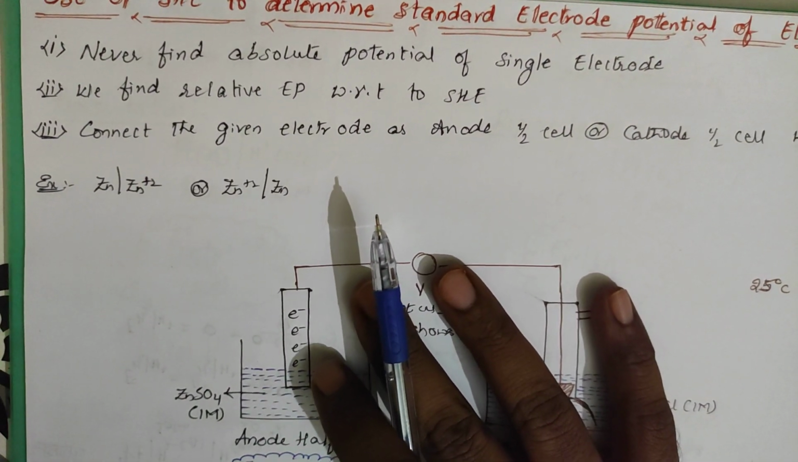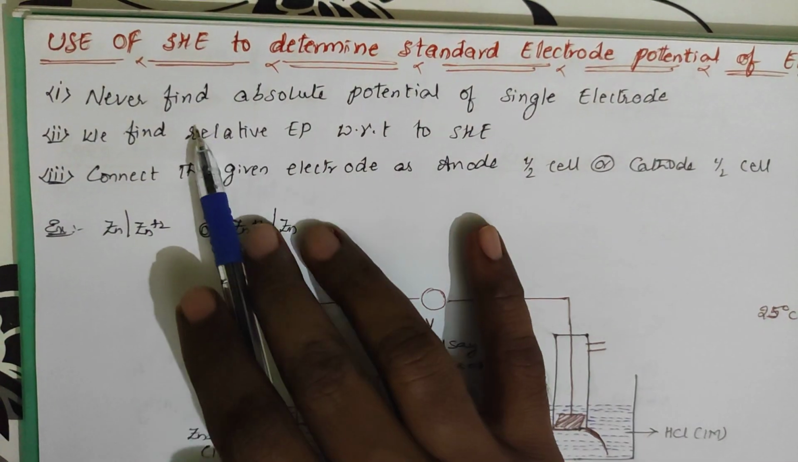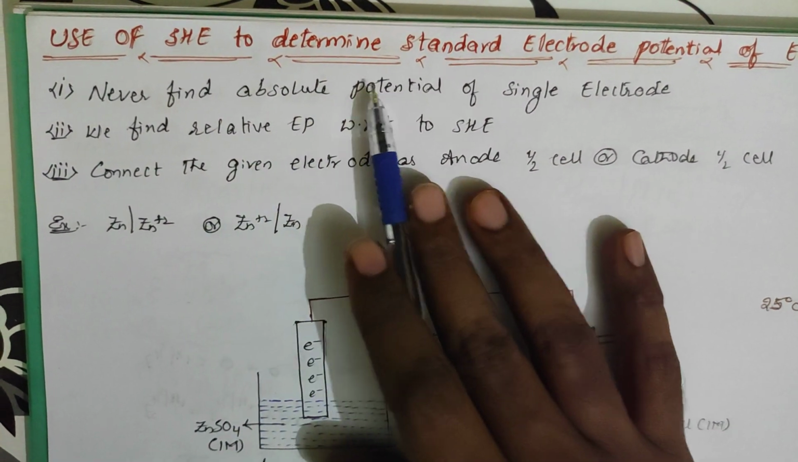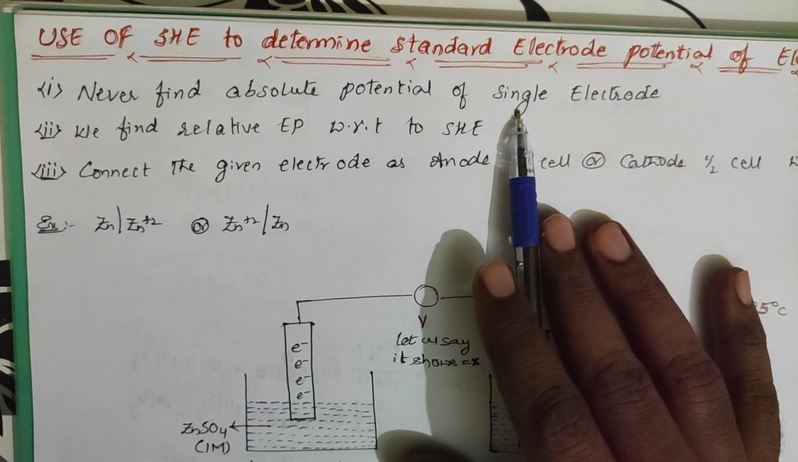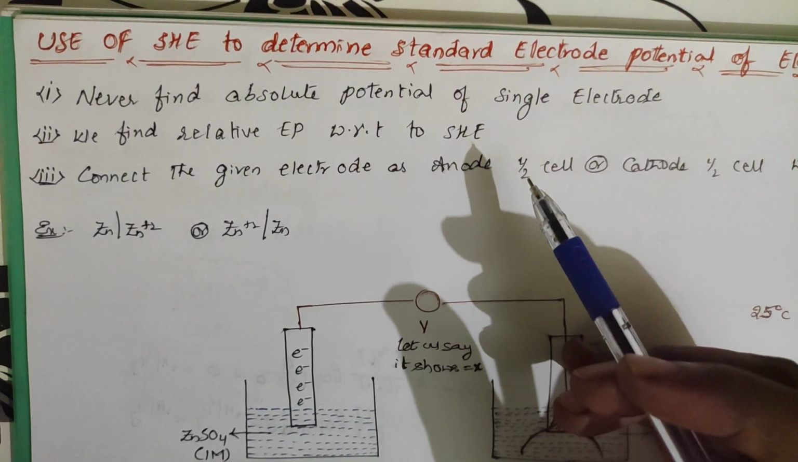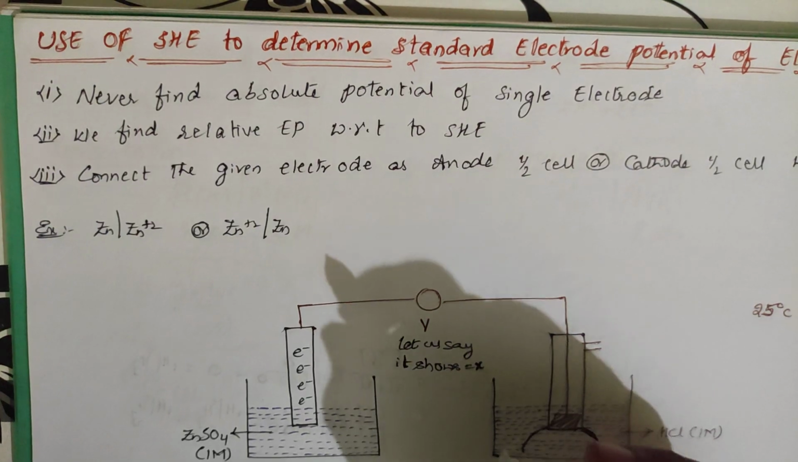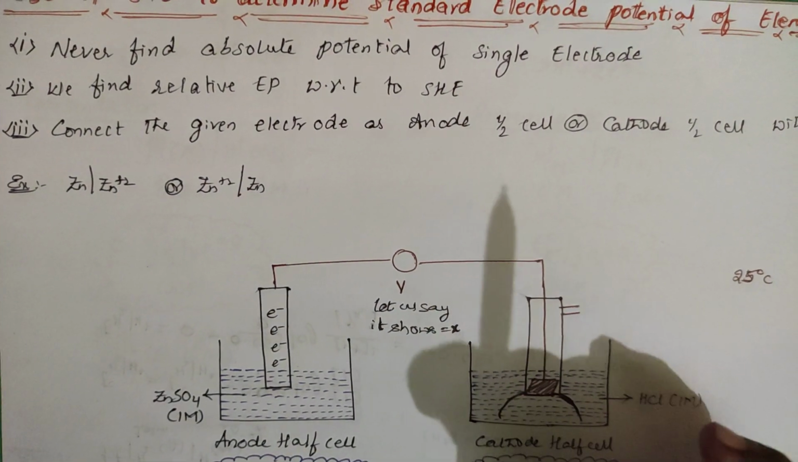How will we find it? Before going to that, we should keep some rules in mind. Never try to find the absolute potential of a single electrode. We cannot find the absolute potential of a single electrode. It is always a comparative term.